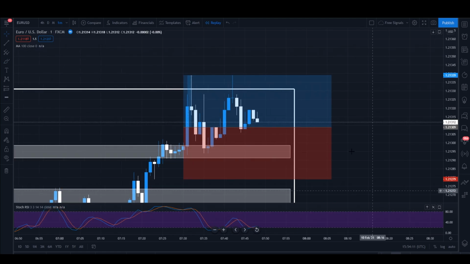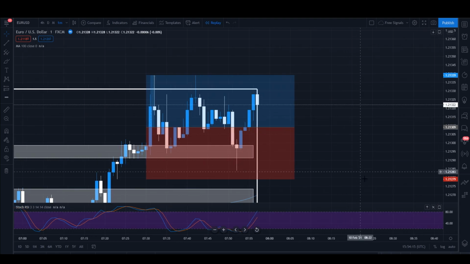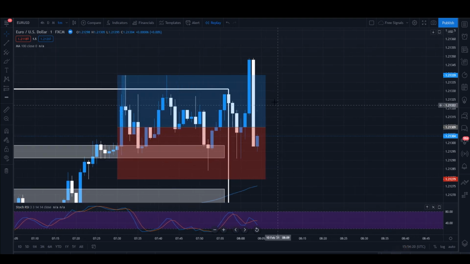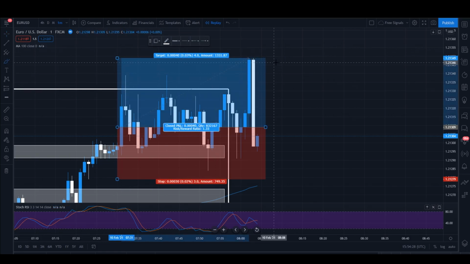We can potentially just have a look what would actually happen with the markets. As you can see, it nearly touches our stop loss, shoots towards the upside very nicely. We could have potentially profited 4 pips. Not the greatest pip gain, as I said, but as a scalper, you're going to be trading multiple trades throughout the day.